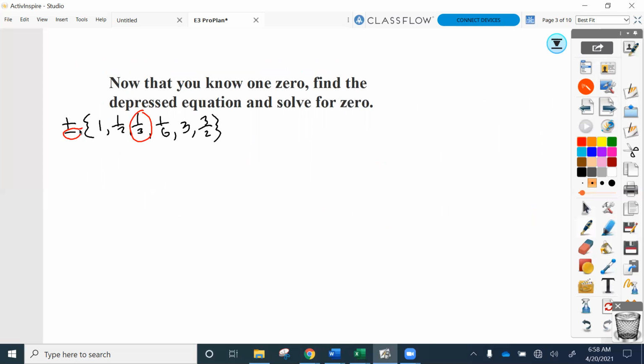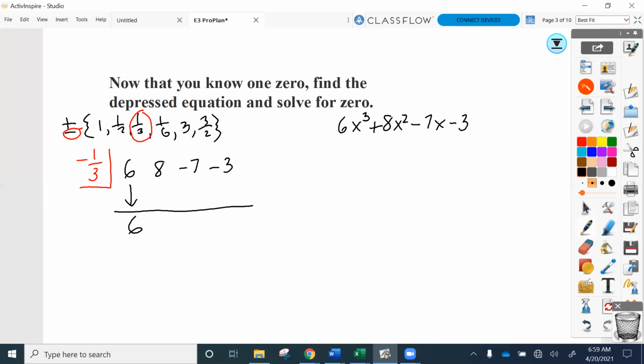So I'm going to take negative 1/3 and do synthetic division with the original equation. The original equation, I'll just write it up here, was 6x cubed plus 8x squared minus 7x minus 3. Okay, so we're just going to take those coefficients, 6, 8, negative 7, and negative 3, and do some synthetic division with it. So we bring down the 6 and multiply it by negative 1/3. Well, 6 times negative 1/3 is negative 2.